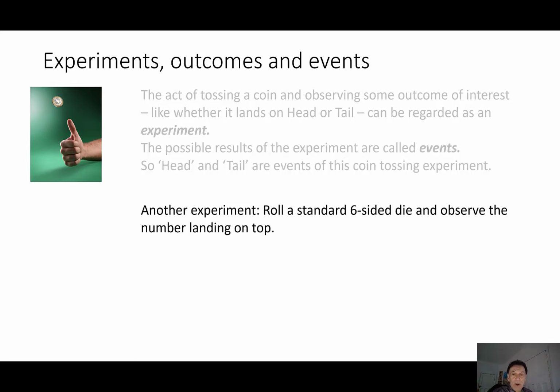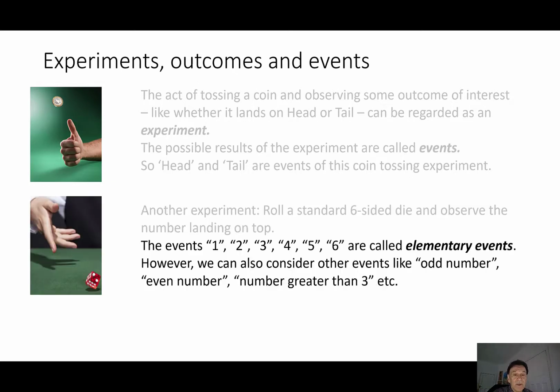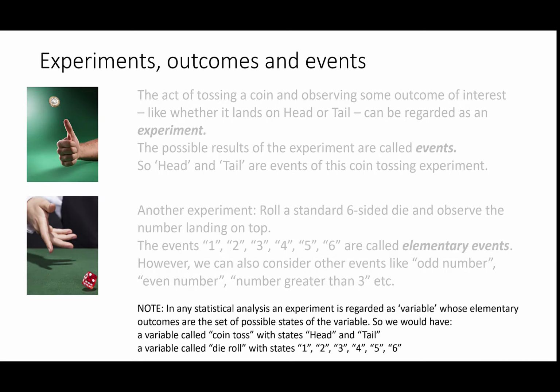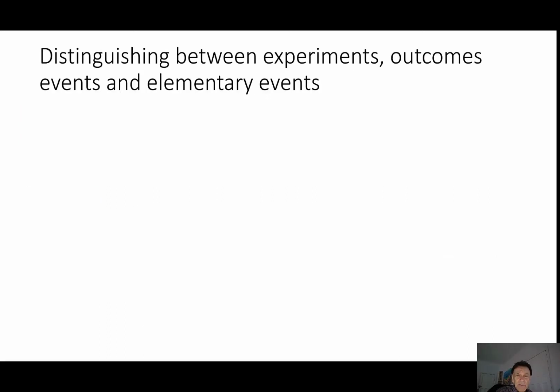Another classic experiment is rolling a standard six-sided die and just looking at the number which lands on top. Now, the events there are 1, 2, 3, 4, 5, 6, and we can consider them as elementary events in the sense that they can't be broken down into smaller events. But of course, we can also consider other events which are made up of these elementary events, things like an odd number, an even number, or a number greater than 3, etc. But it's important that we distinguish between experiments, outcomes, events, and elementary events.